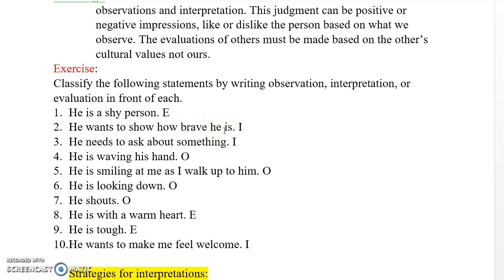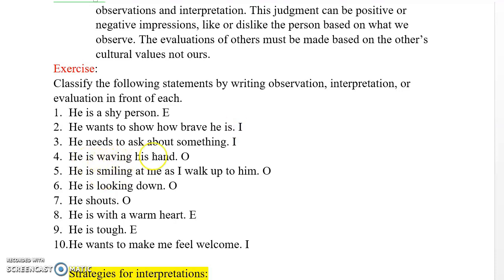Okay, he wants to show how brave he is. This is an explanation I give about that person. For example, he is fighting somebody. So this is the action. I watch this action, so this is observation. The explanation that I make is that he wants to show how brave he is. So this is an interpretation. The evaluation I will give for him is that he is a brave man, for example.